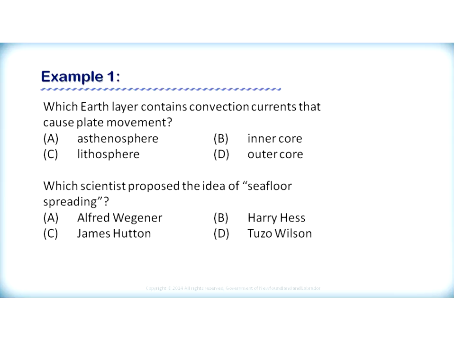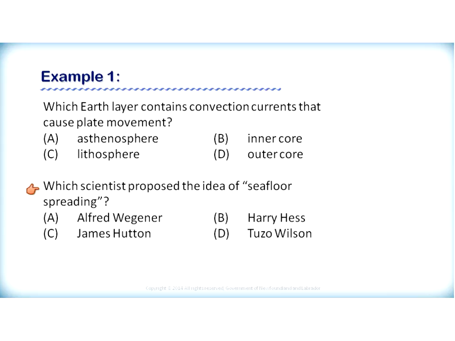Let's look at some other examples from past public exams. Example number 1. First question reads, which earth layer contains convection currents that cause plate movement? So when we look at the movement of the tectonic plates, it's caused by a layer within the upper mantle, and this layer is called the asthenosphere. So the answer to the first question would be A, the asthenosphere.